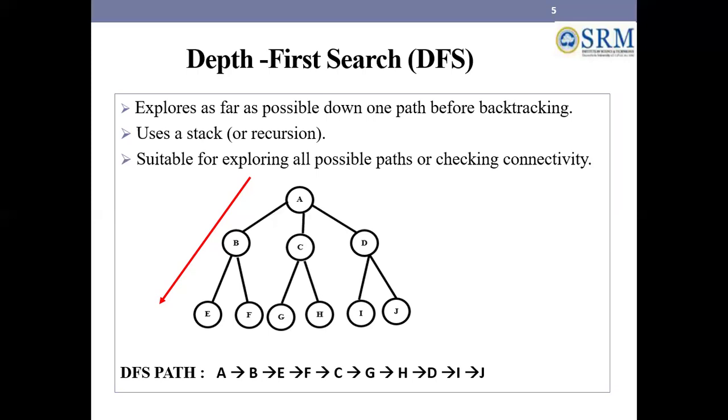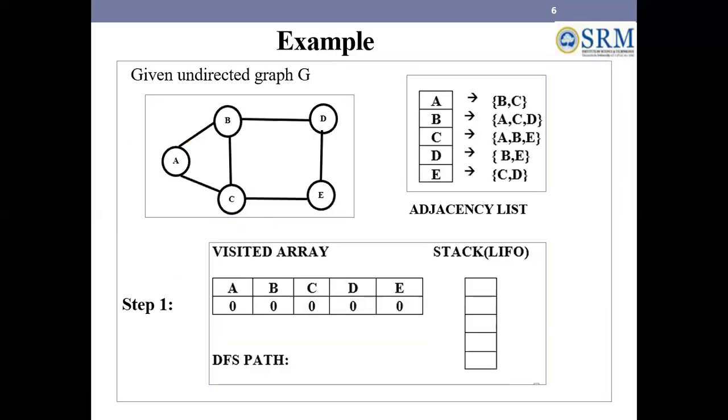So from A, the third option is D. Then visit D, then H, then I. Now see, all nodes are visited. There is no duplication. Okay, so this is called depth first search, exploring all the nodes in depth-wise order. That is called depth first search.